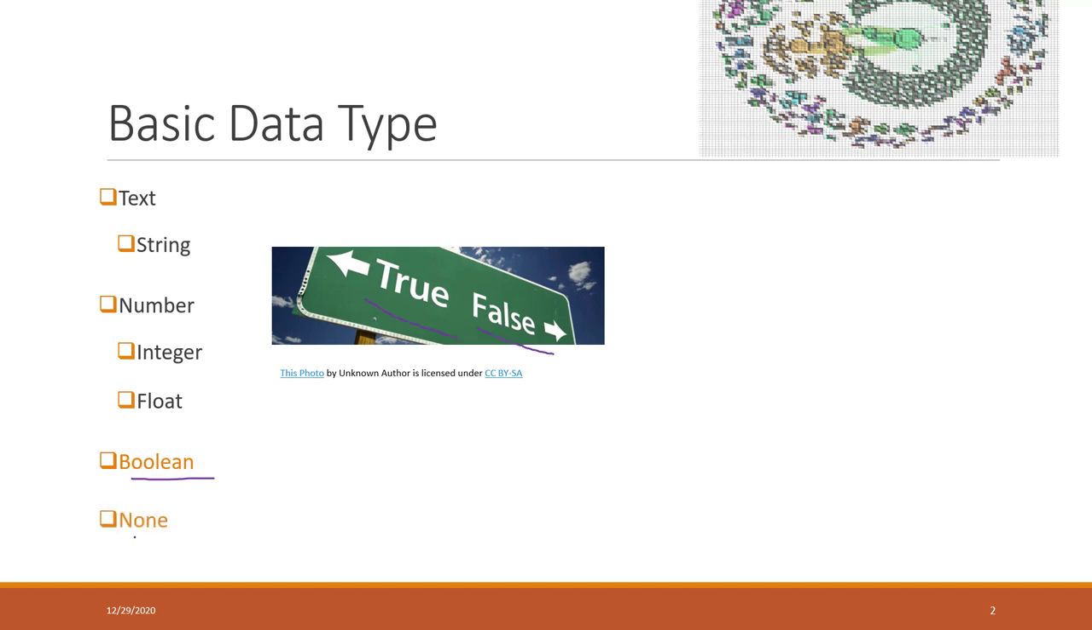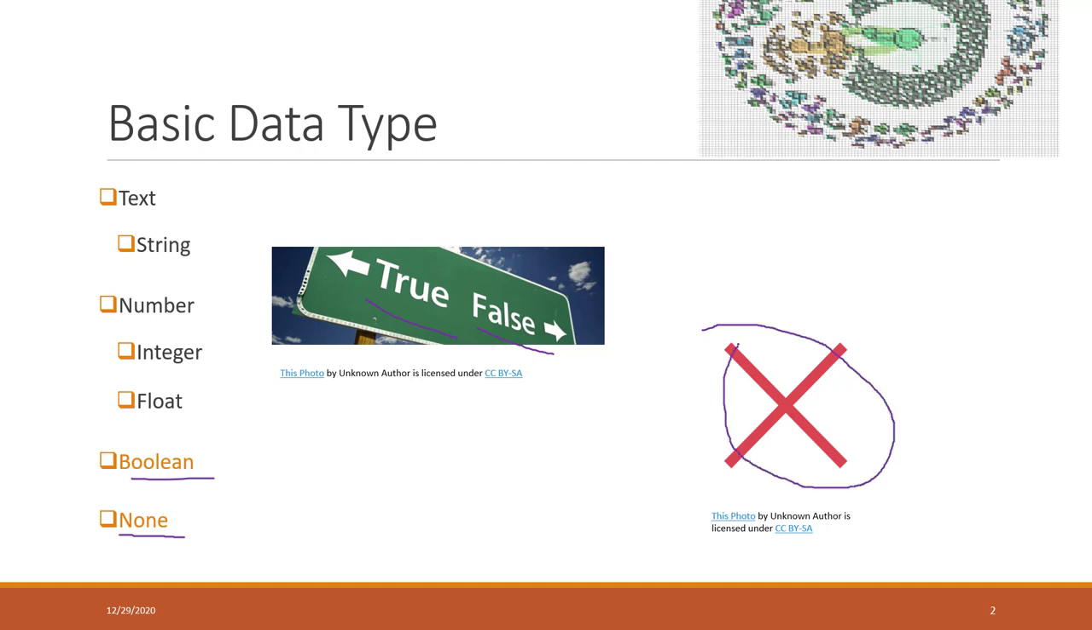And also we'll talk about None data. That is another special data type, and there's just one value, which actually means that there is nothing there. So those are two special data types that we'll talk about today.